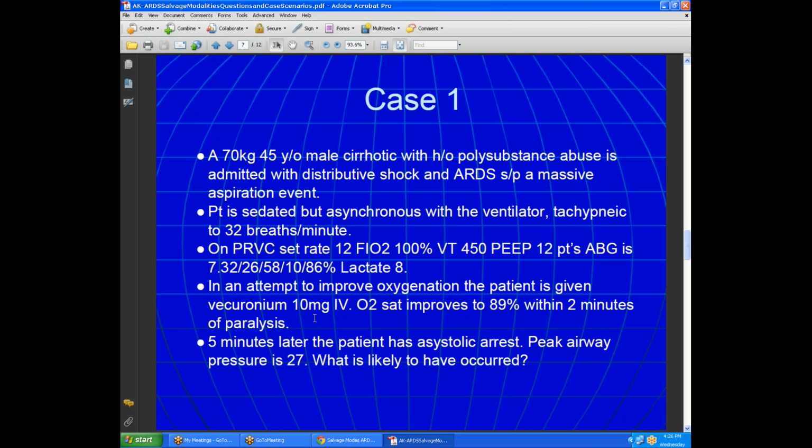You want to improve oxygenation and give the patient vecuronium. The patient's sat improves somewhat after a couple of minutes, but then a couple of minutes after that, the patient has an asystolic arrest. Peak airway pressure is not so bad, it's 27. Any thoughts on where you might have gone wrong here? We didn't make any other changes on this ventilator. We just paralyzed the patient.